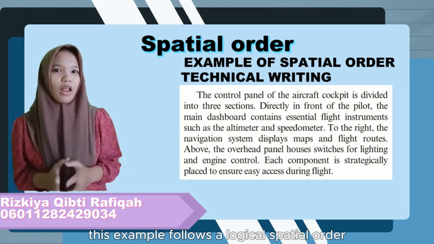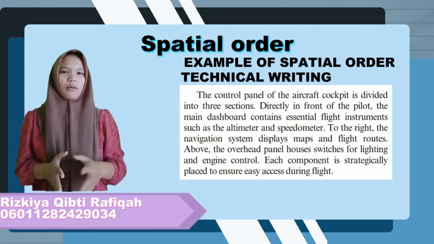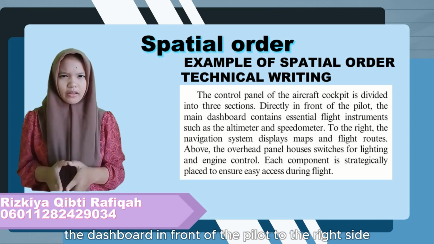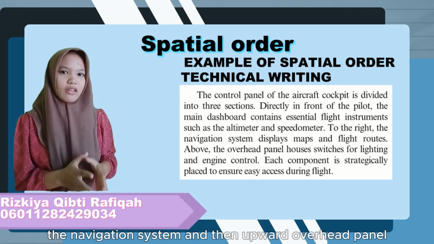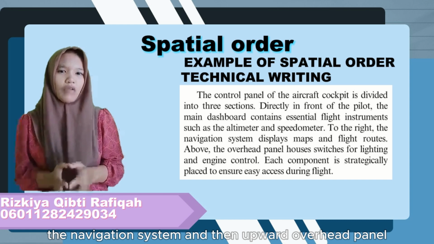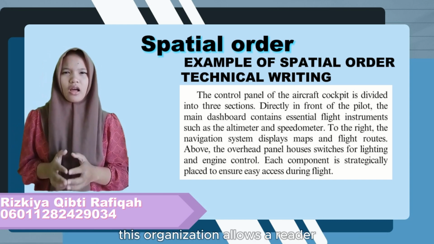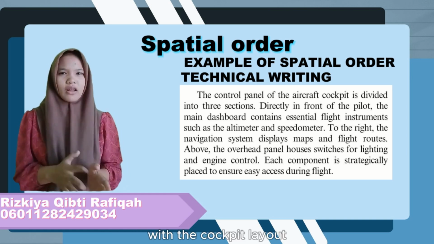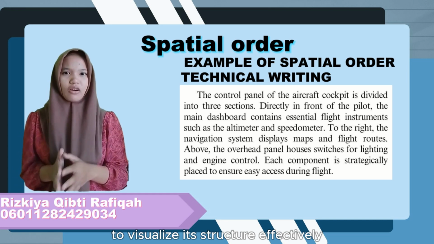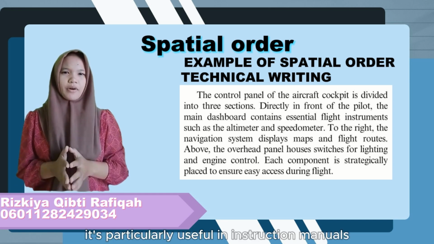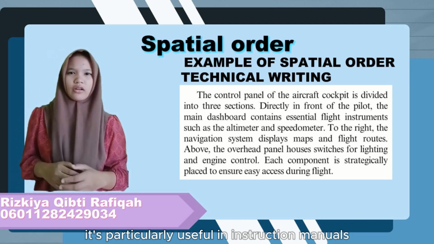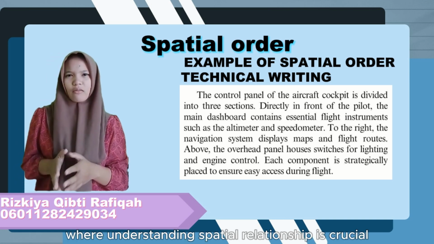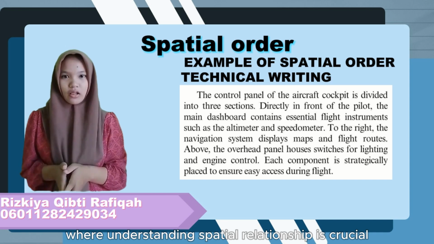This example follows a logical spatial order, moving from the most immediately visible part, the dashboard in front of the pilot, to the right side, the navigation system, and then upward, the overhead panel. This organization allows a reader, especially someone unfamiliar with the cockpit layout, to visualize its structure effectively. It's particularly useful in instruction manuals, aviation guides, or training materials where understanding spatial relationships is crucial.